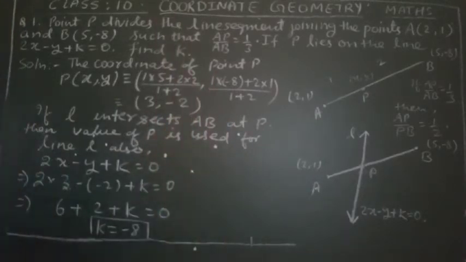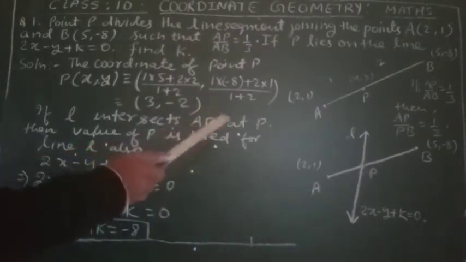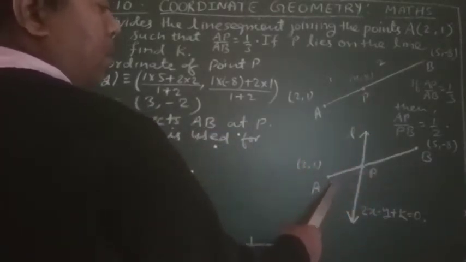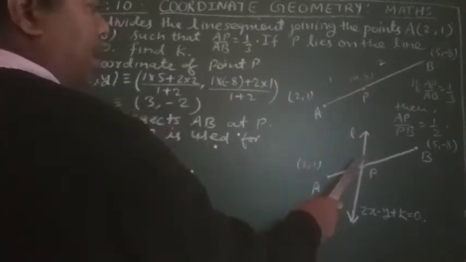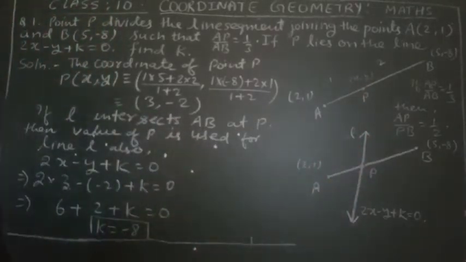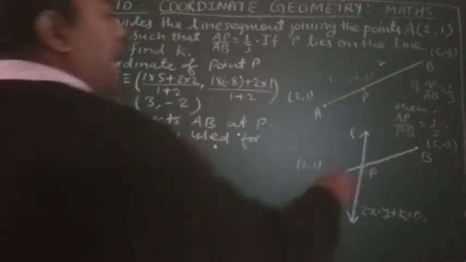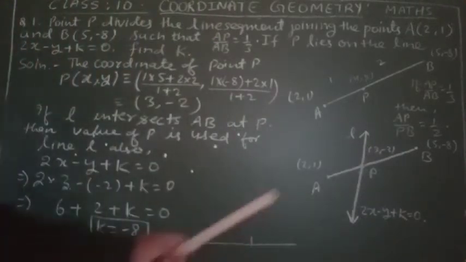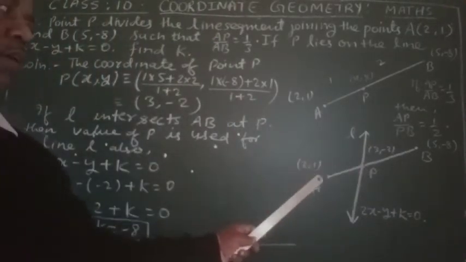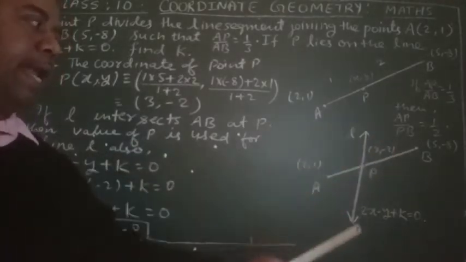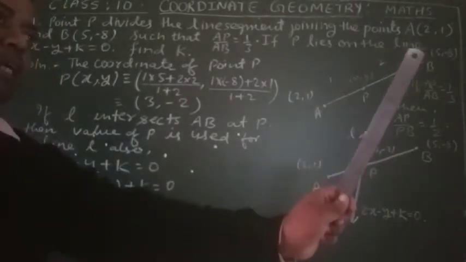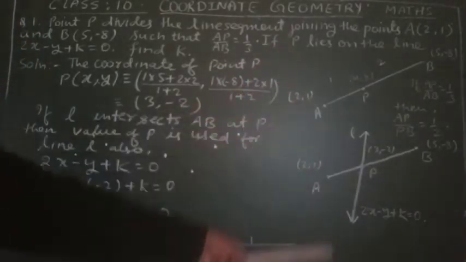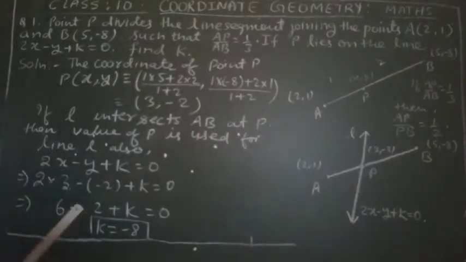Clear? If line L intersects AB at P, from the same point, again I have drawn the same figure. So at the same point P, line XY is passing, and this time the P coordinate I have is (3, -2). Okay, so P is the point of intersection of line segment AB and line L, whose equation is given as 2x minus y plus k equal to 0. So AB and line L intersect at P, and the P coordinate is (3, -2).